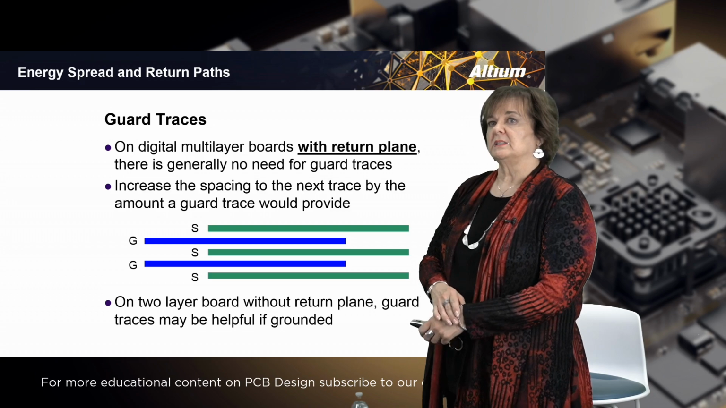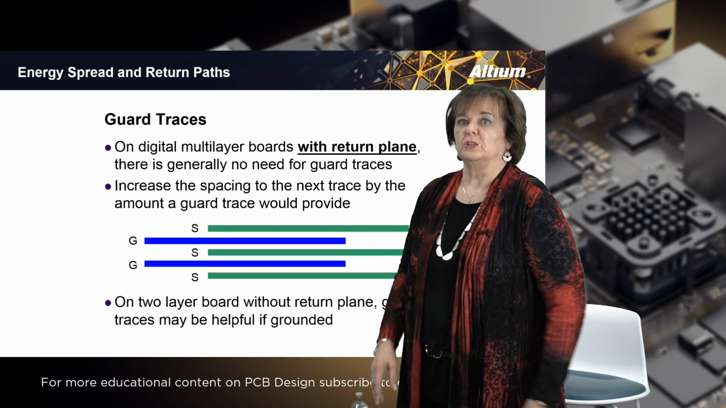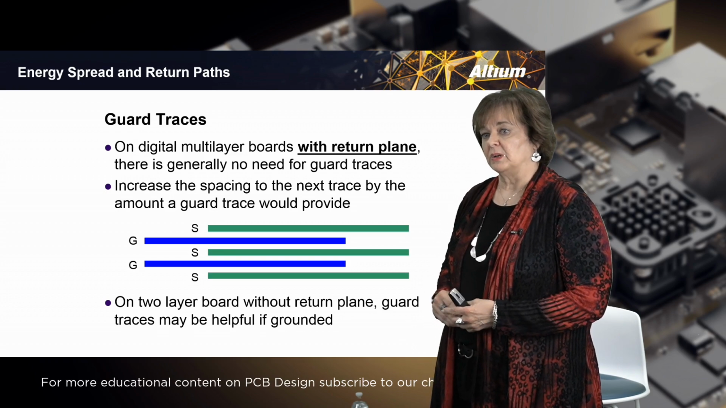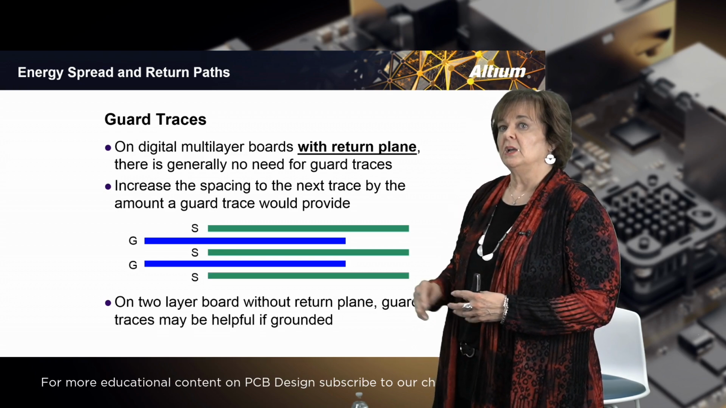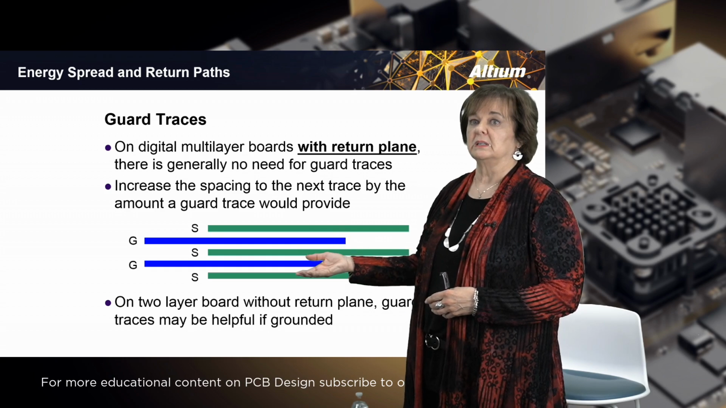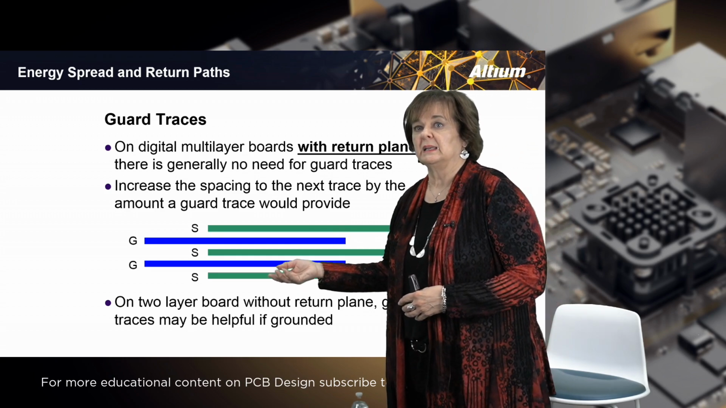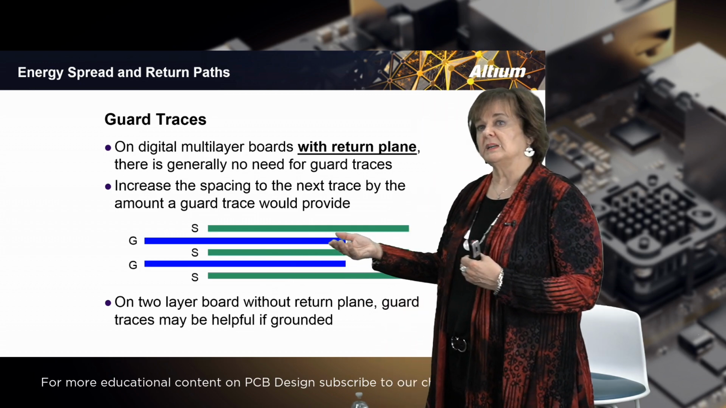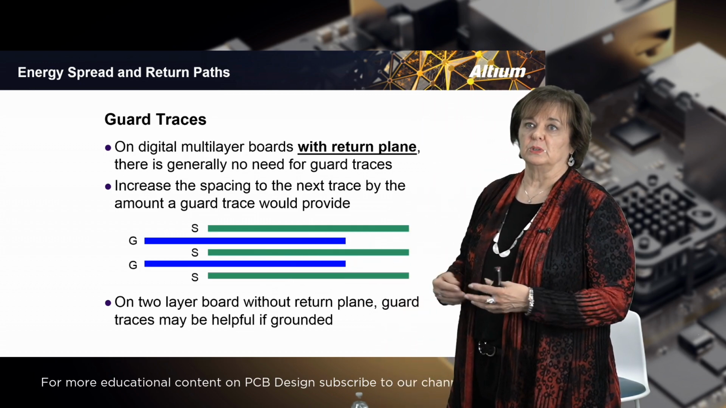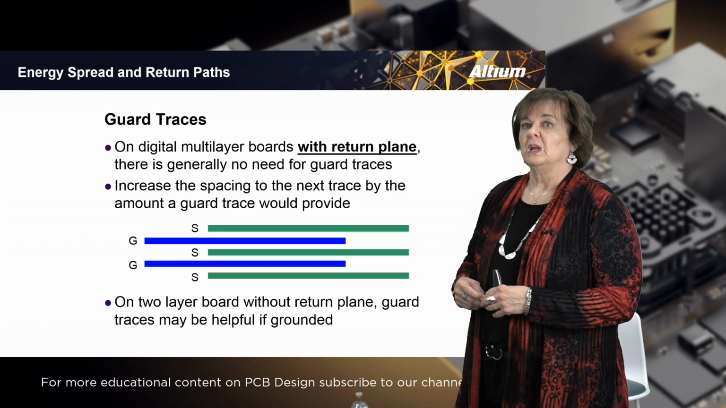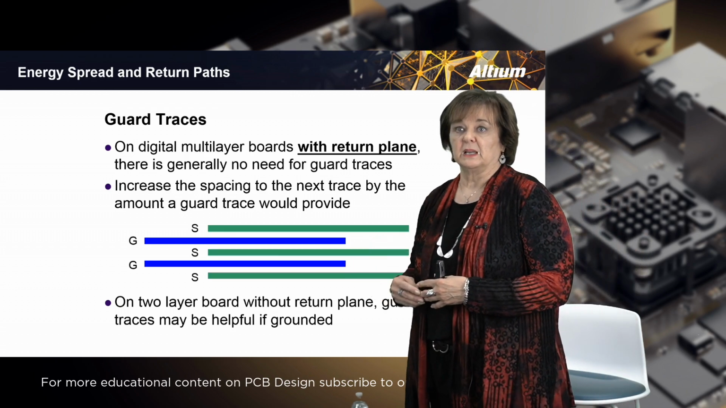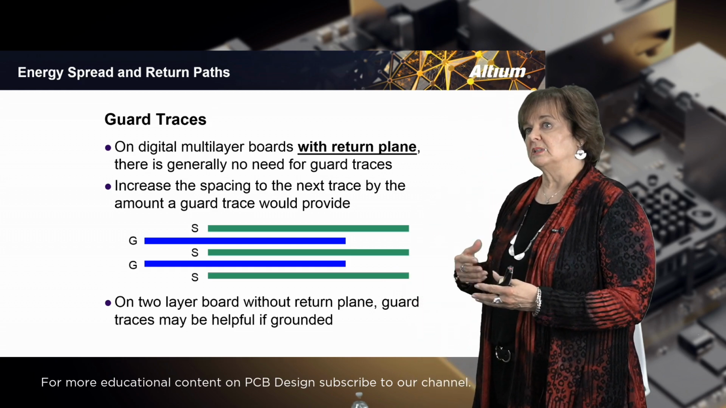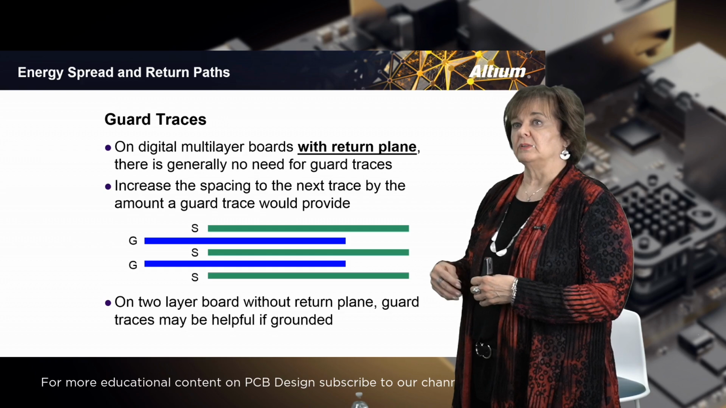Guard traces are another thing that some people like to use in digital. On layers that have a ground plane, they're probably not needed. We simply put in the signals, the green lines, and leave room as if we were putting in a guard trace, and because they're spread out from one another, they won't couple to one another and there won't be an issue. But if you have something like a 2-layer board without any return planes, then the guard traces may be helpful if they are grounded at each end.